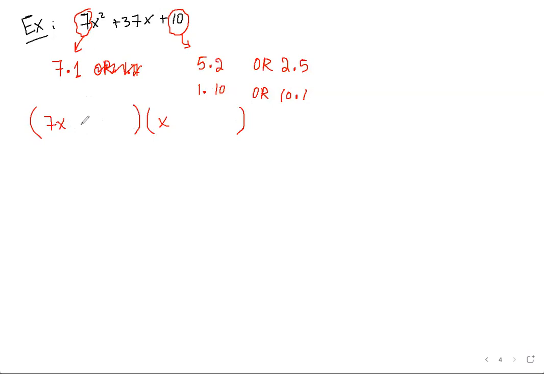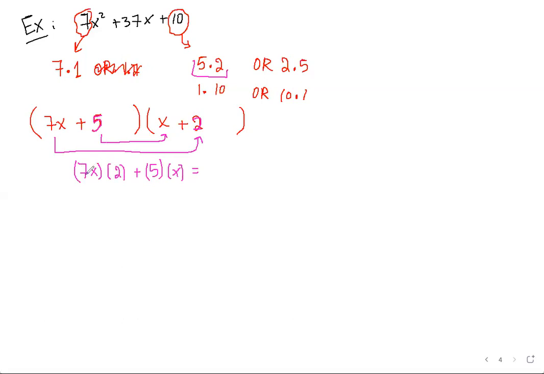5 and 2. So plus 5, plus 2. So I took the first one here, 5 and 2. Now I multiply this one and the 5 by the x. What do I get? 7x times 2 plus 5 times x. What is the answer? 7x times 2 is 14x plus 5x. You give me what? 21x. No, 19. 19x. So they give me 19x.